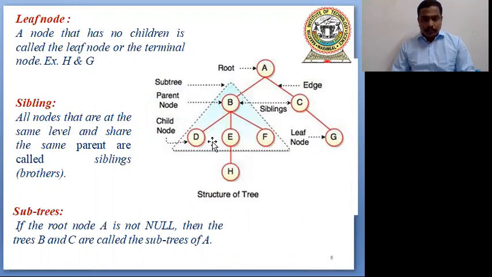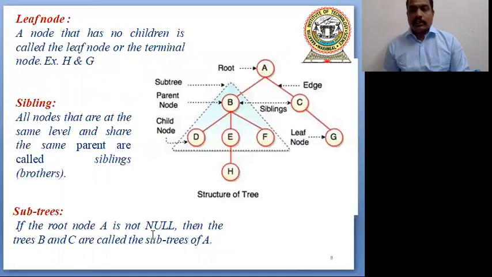Then siblings. What are siblings? Siblings means all the nodes that are at the same level and share the same parent are called siblings or brothers. So here B and C have the same parent A. So B and C are siblings. Same like that D, E, F: these three have the same parent, so these three are siblings. Clear? Subtree we have already discussed.